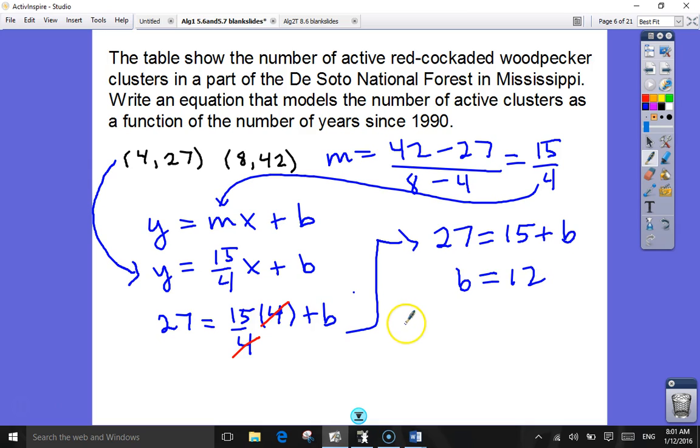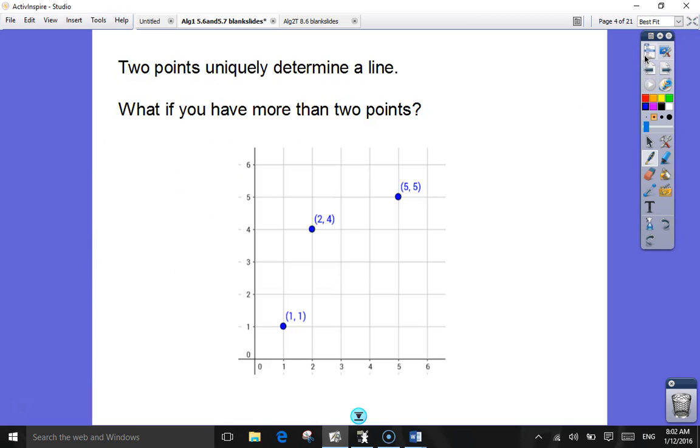So here's our equation of that line that we drew on the last page. It is y equals 15/4 x plus 12. Right, and that was, we did that.